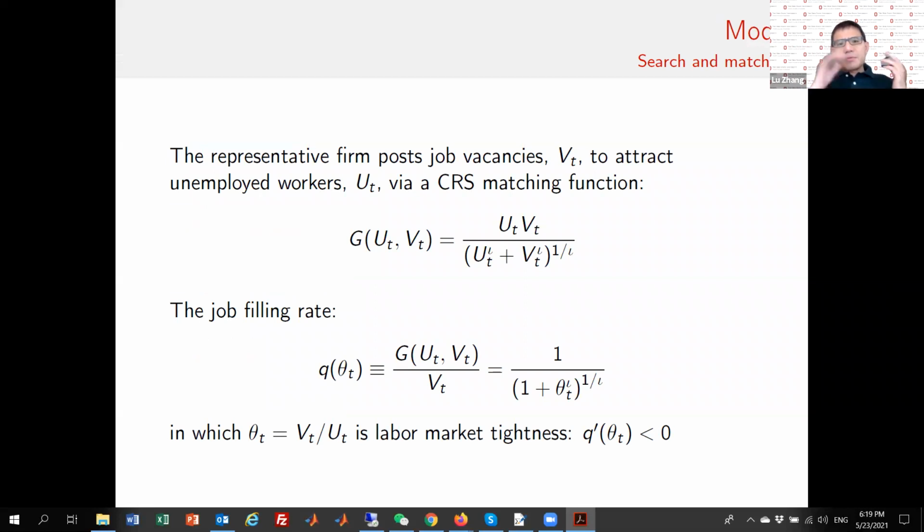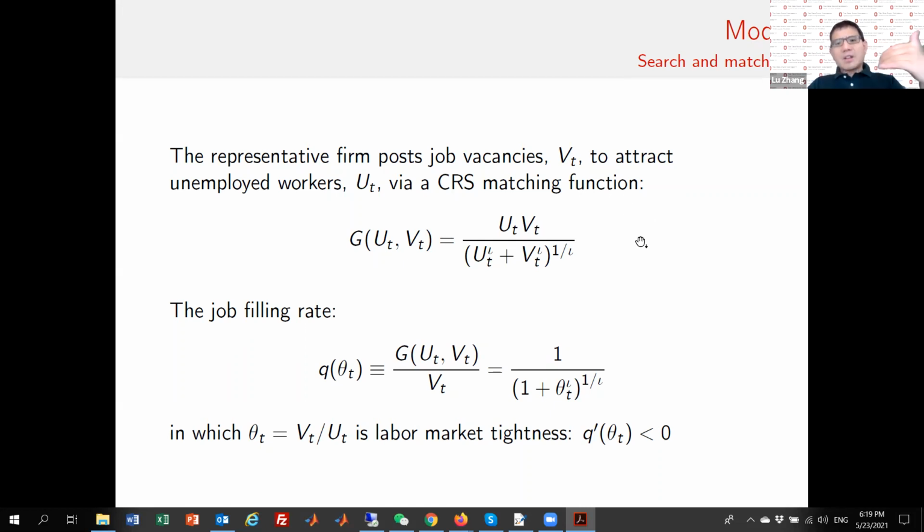So the baseline model is really simple. It's a textbook model of equilibrium unemployment. The model is populated by a representative household and a representative firm. The firm posts job vacancies to attract unemployed workers through a constant returns to scale matching function, and we are using the Den Haan, Ramey, Watson 2000 specification of the matching function instead of the more popular Cobb-Douglas function.